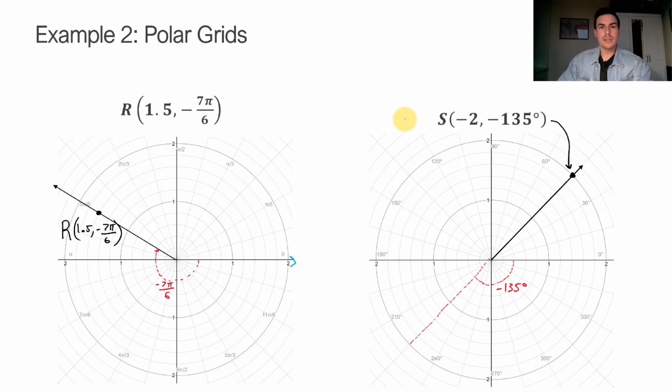Alrighty, hopefully this is what your graph looks like. If you just sketched it, that's fine. I know these things are kind of hard to draw out sometimes. So this is roughly where you would be. Again, we're going -135, but now we got -2 for our R value, so we're going to go the opposite way 2 units.